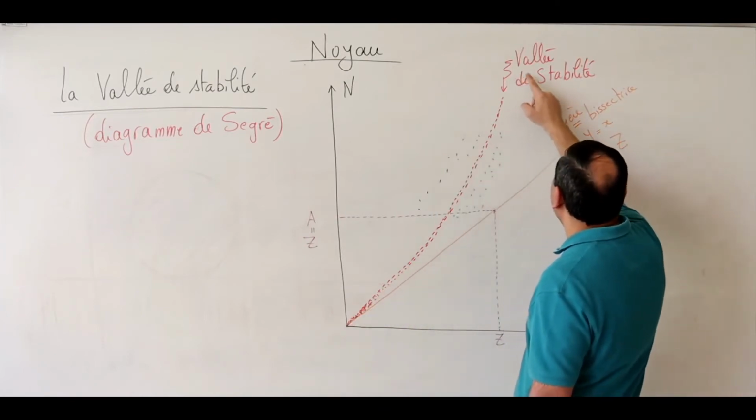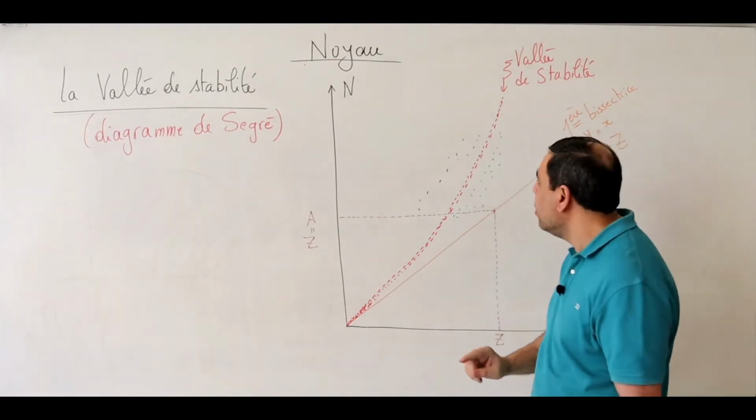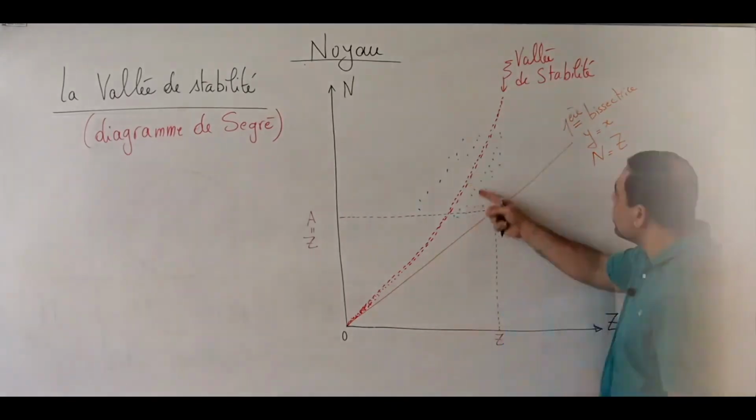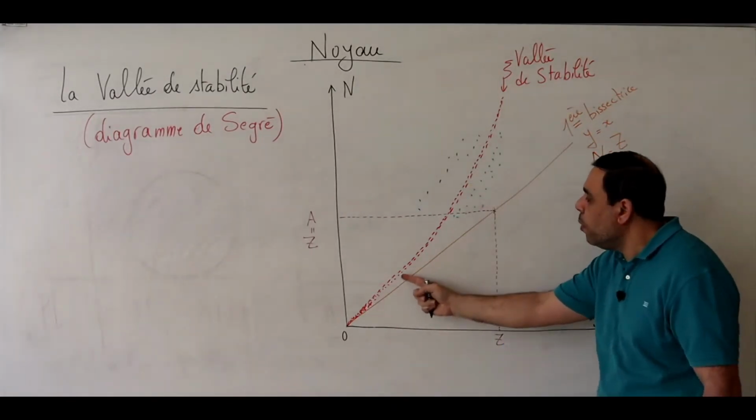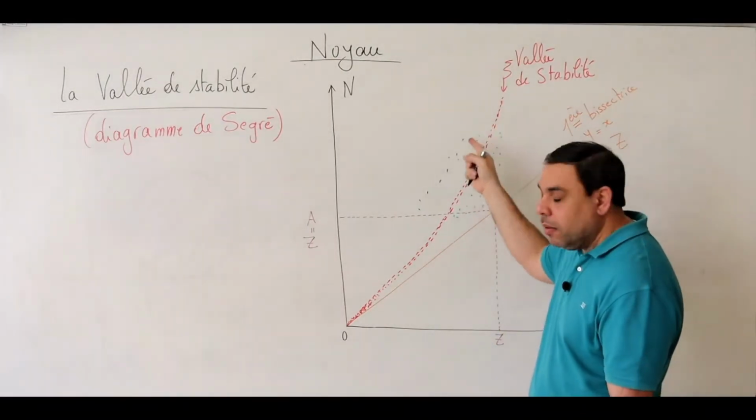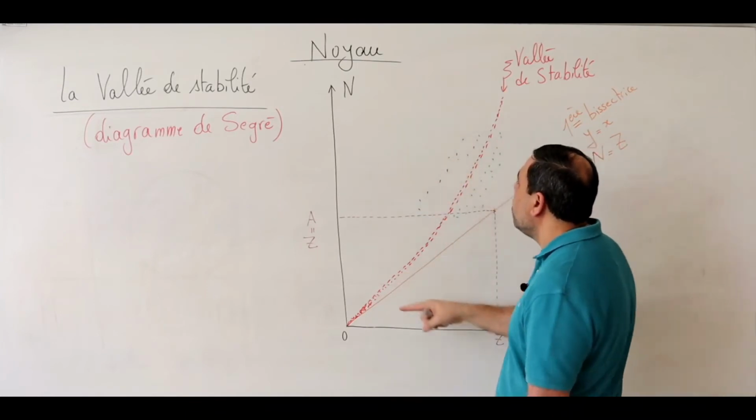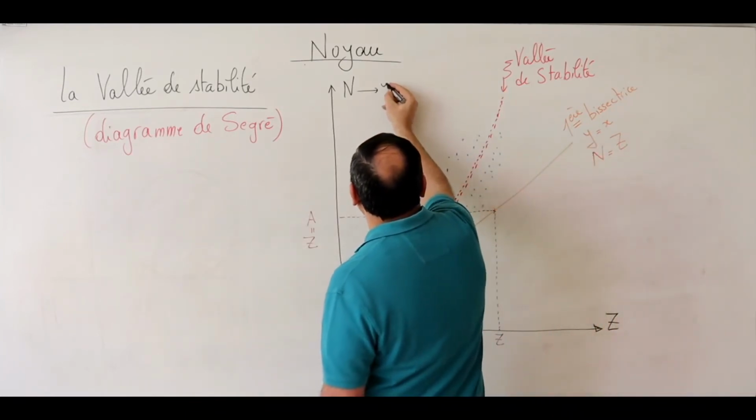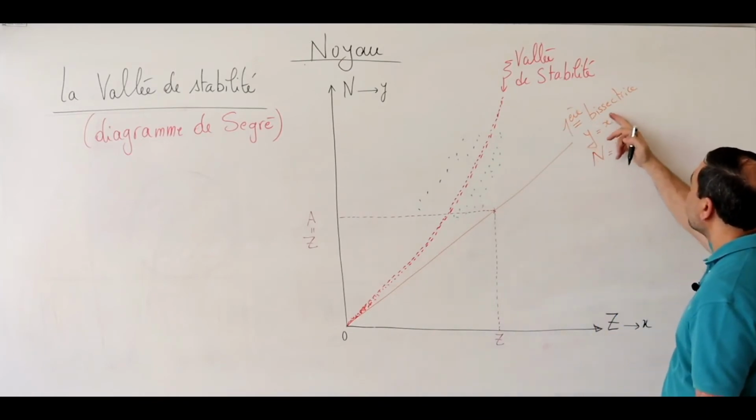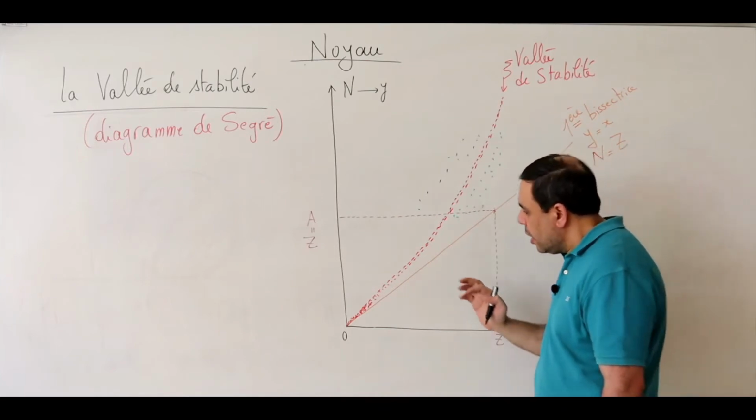The stability curve is called the valley of stability. All these nuclei in this zone are stable. This is the valley of stability containing the stable nuclei. This is the first bisector in this frame. This is Y and this is X. The first bisector has an equation Y equals X, hence N equals Z.